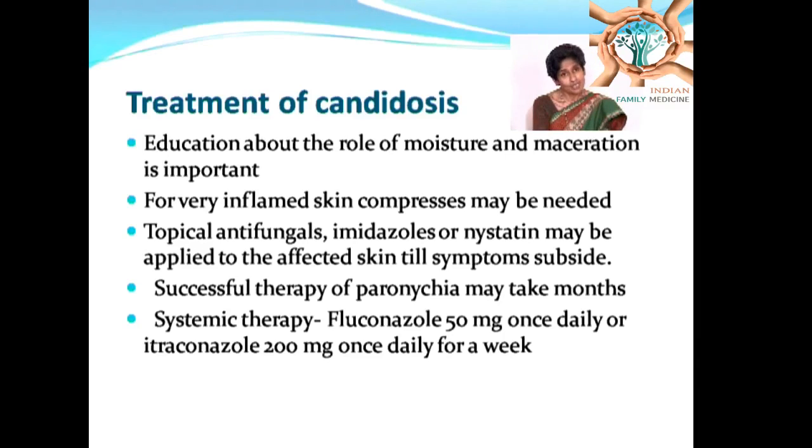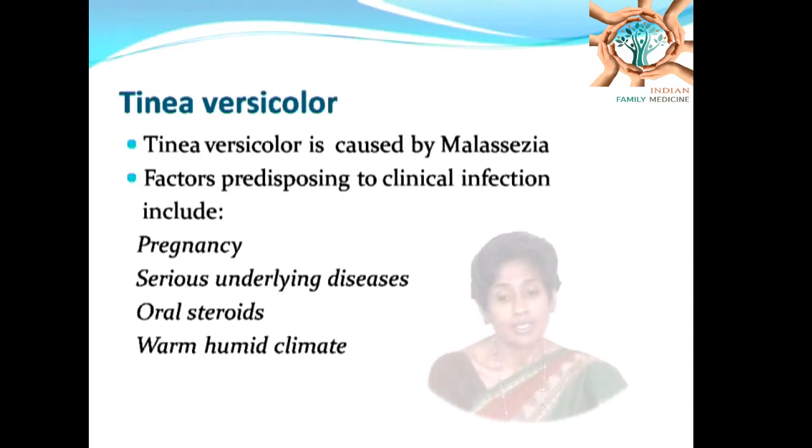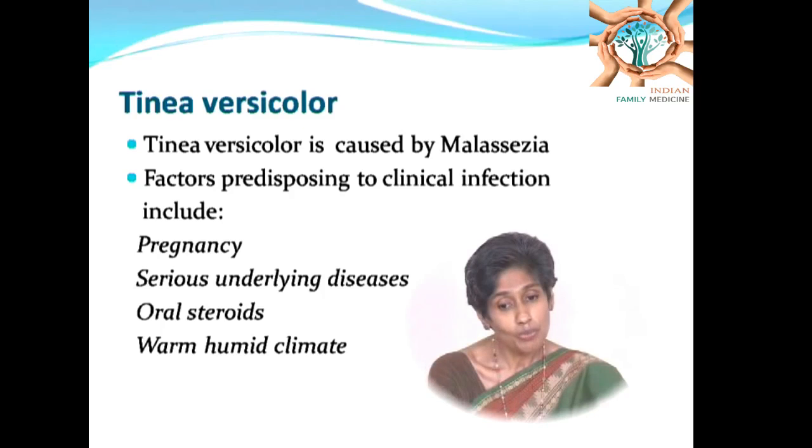If you need to give systemic treatment, you can give fluconazole 50 milligrams once daily or itraconazole 200 milligrams once daily for about a week. Moving on to tinea versicolor, this is caused by Malassezia. The factors predisposing to clinical infection include pregnancy, serious underlying diseases, oral steroids, and a warm, humid climate.